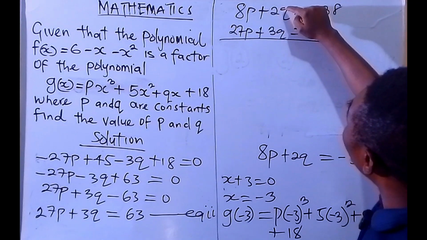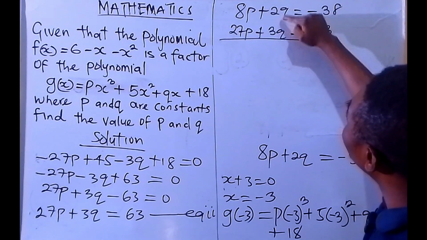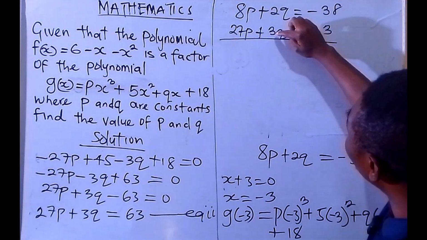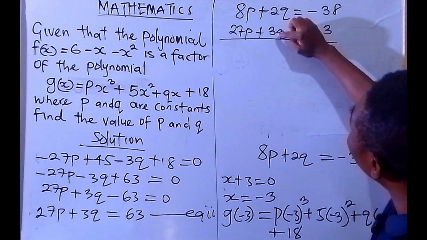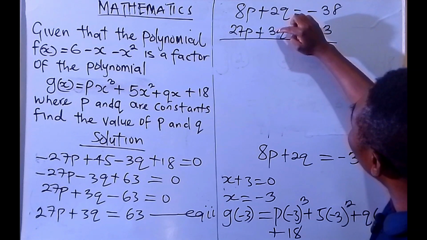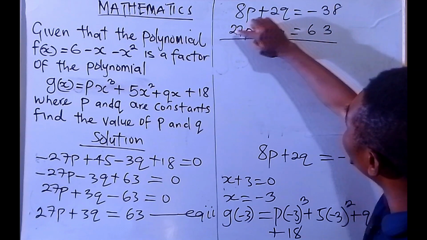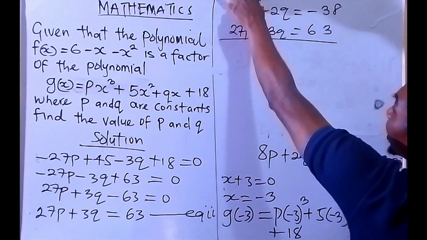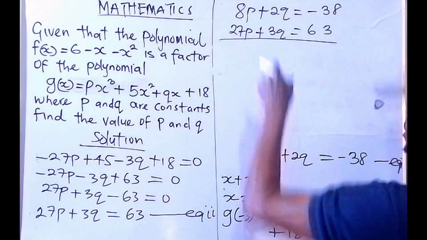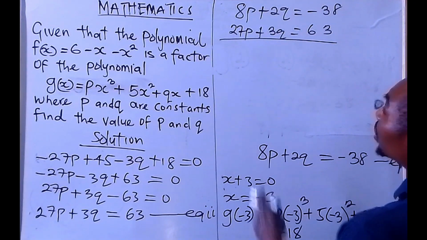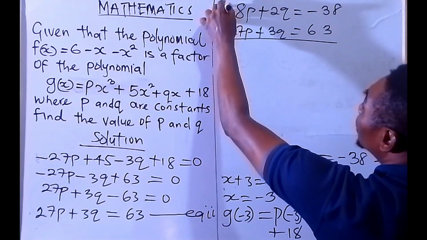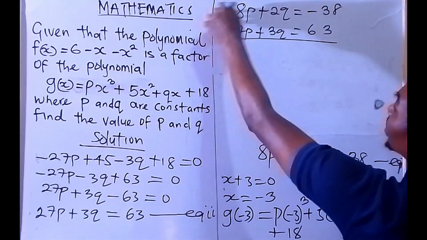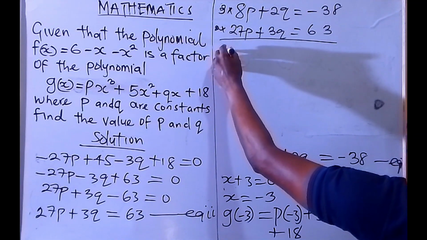Now, how do I make the coefficient of q the same? All I need to do is interchange the coefficients. That is, use 2 to multiply the whole of this, then use 3 to multiply the whole of this, so that I can get the value of p, eliminating q. So if I multiply this by 3, then I'll multiply this by 2.